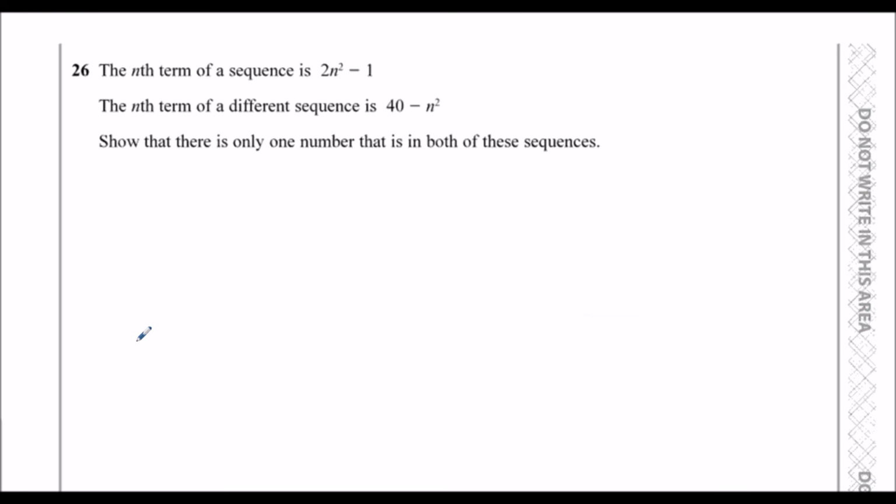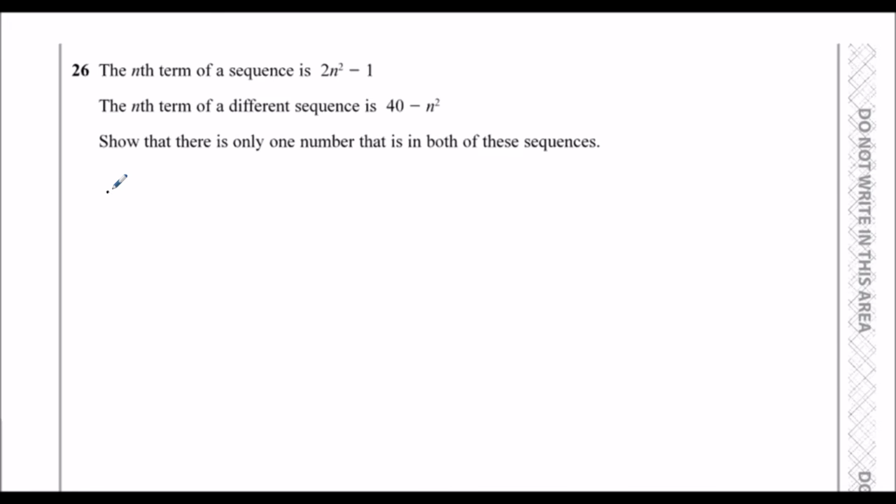Question 26. The nth term of a sequence is 2n squared minus 1. The nth term of a different sequence is 40 minus n squared. Show that there is only one number that is in both of these sequences. So let's just list the terms in each sequence. This sequence is going to be getting bigger each term. This sequence is going to be going down. So let's list the terms in them, and we should find one term that's the same in both.